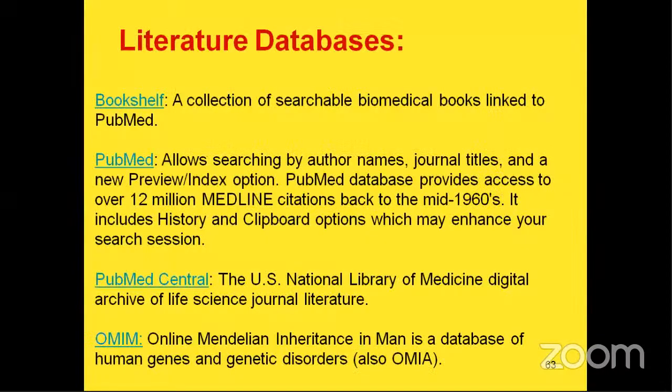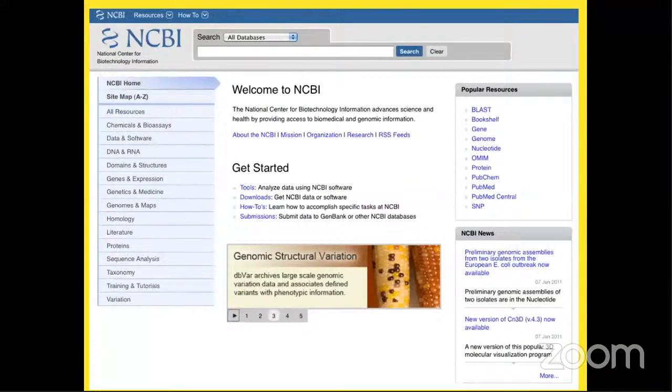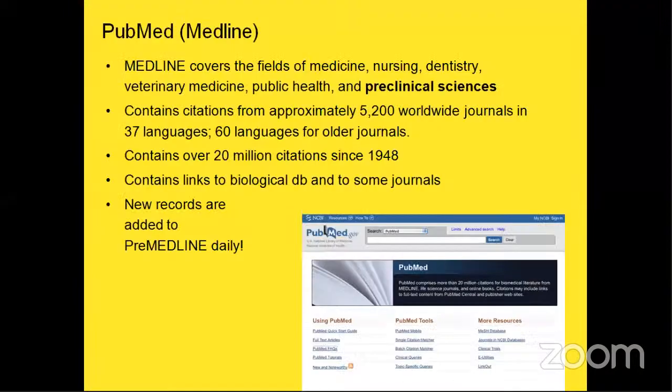Now, the literature databases. Bookshelf is a collection of free online books. PubMed, we all know, we all use PubMed on a regular basis. OMIM is Online Mendelian Inheritance in Man. It's a database of genes and genetic disorders. This is a screenshot of NCBI, and this is the PubMed literature database.